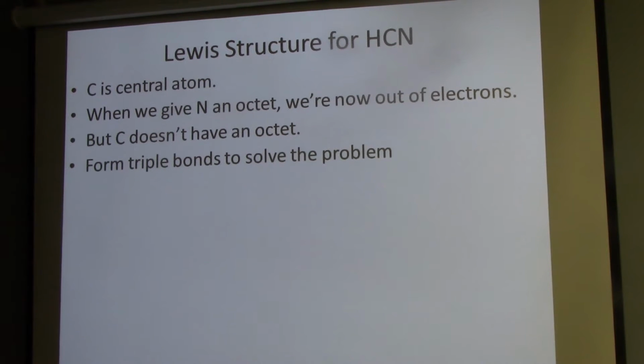Carbon's going to be my central atom because hydrogen can never be the central atom. And if you're looking at the periodic table, electronegativity increases across a row. That means nitrogen's more electronegative, so we don't want it to be the central atom. We need it to be the least electronegative atom. That makes carbon our choice. So here's our skeleton.